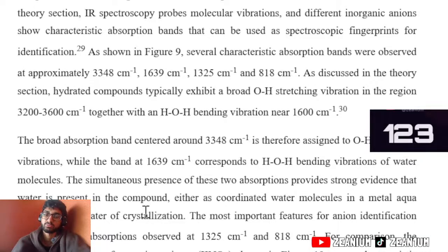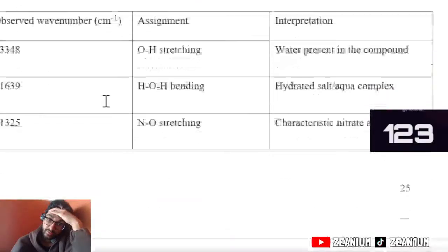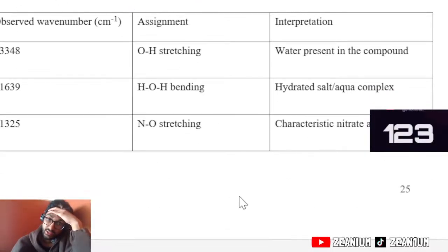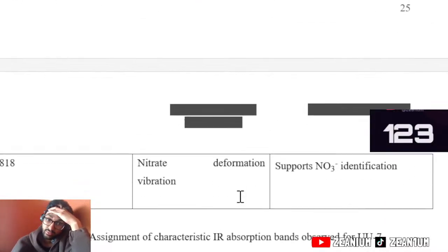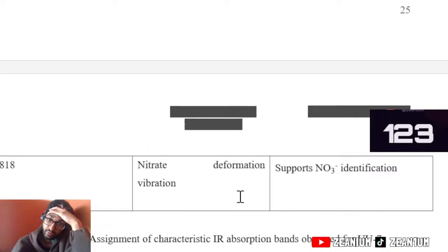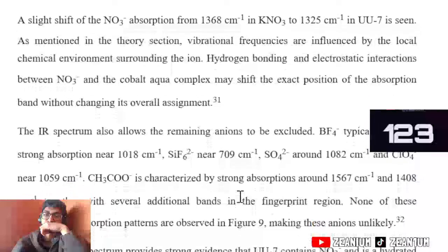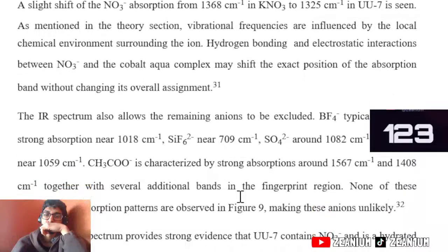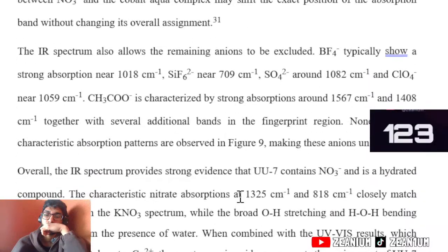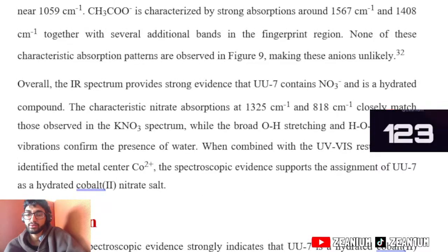Then I just explained that in this one you can see this, because of this. A little table I made. So a little bit of IR.